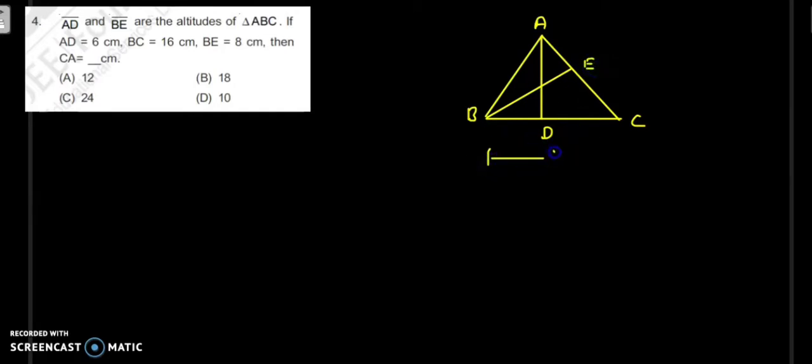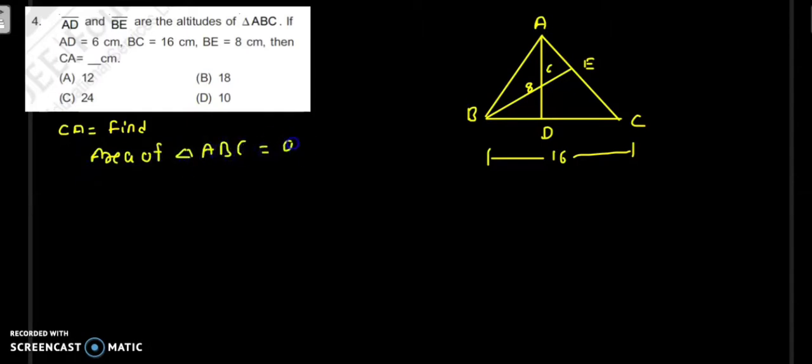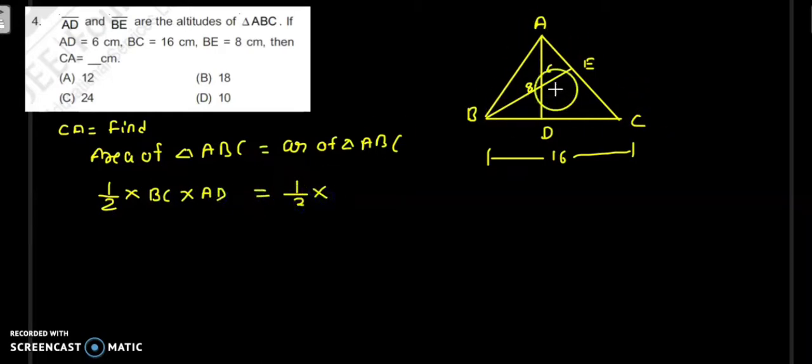Here BC is given as 16 centimeters, and CA is not given. You have to find AC or CA. BE is given as 8. AD is given as 6. Then how to find it? We know that the area of triangle ABC is equal to the area of triangle ABC in a different way, one by two base into height. If you take base BC, height will be AD. The area will be equal whether you find it this way or that way.